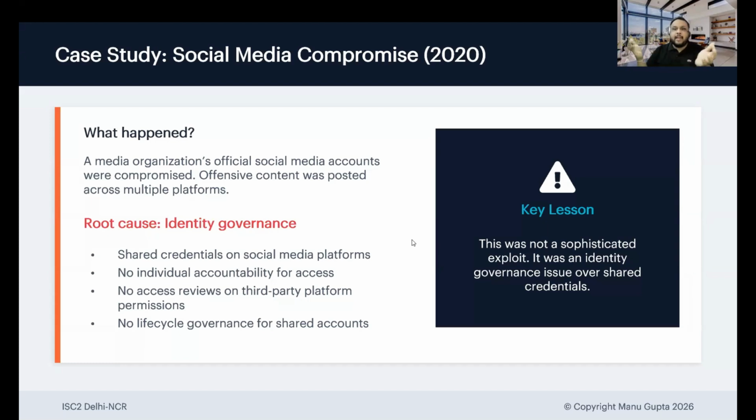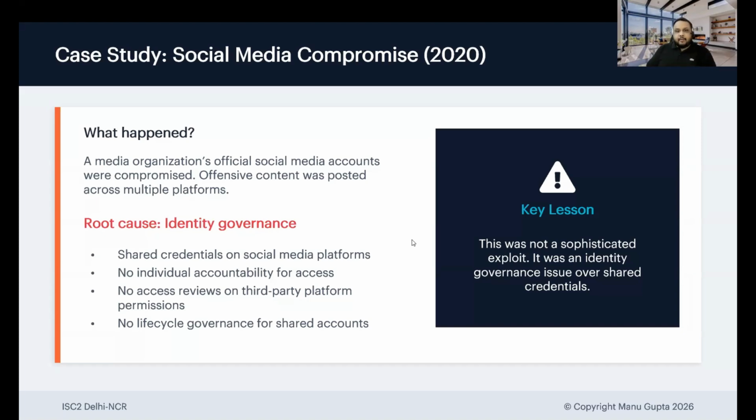Now, multiple people had access through those shared accounts. There was no proper identity governance. And who could post on behalf of one of the world's most recognizable brands, right? There was no governance around it. So this wasn't a zero-day exploit. It was a failure of identity governance, specifically around how credentials are shared, lack of any individual accountability, and no access certification. And the damage was huge because it was reputational, immediate, and global.